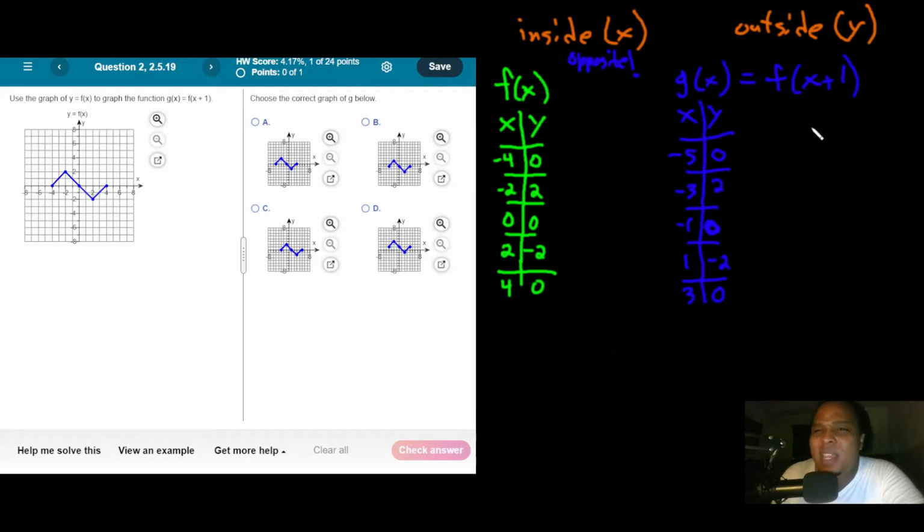So, what does it mean when we subtract 1 from all of our x's? Do you remember your xy axis, right?